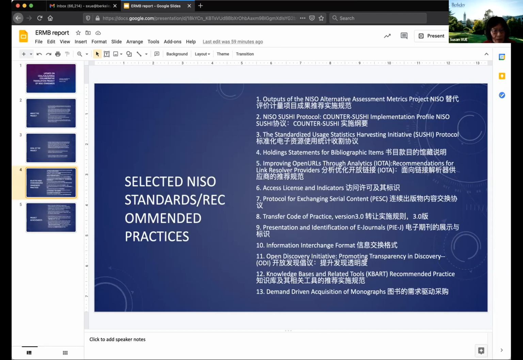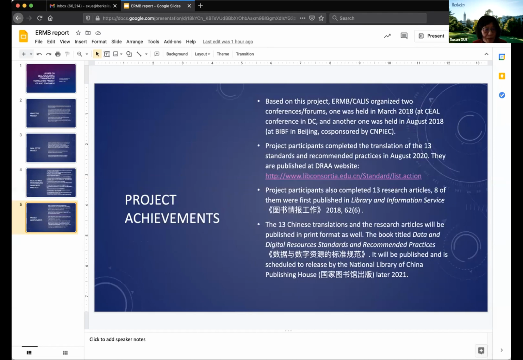Next is a slide showing what standards or recommended practices the task force selected. We selected 13 relevant standards and best practices. To save time, I'm not going to read the full list, but just looking at the titles, we're able to tell that they're either closely related to the digital publishing industry or closely related to acquiring, processing, or cataloging digital resources. After 4 years of hard work, the project team members put a lot of time and energy into conducting research and doing the translation.